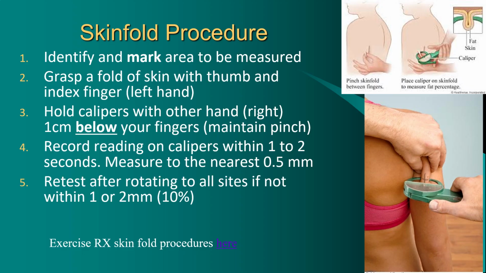And then you're going to retest again one more time, so starting again from top to bottom. And if they're off more than 10%, which is about 1 to 2 millimeters, so let's say you get 13 millimeters in one and then you get 17 in another, you have to redo it again a third time, and you would use the average of the closest two measures. That is how you do it.